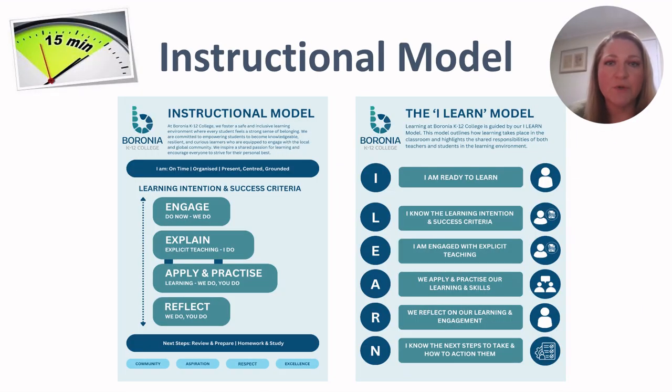So firstly, I'd like to talk to you about our instructional model. This frames a lesson for our students, and we have two specific instructional model posters that you should see in the classroom around you. The first one explains the sequence of a lesson, and the second one shares with our learners what the expectations are for students in each phase of that learning. In particular, we have been focusing as a college on the first 15, which include being ready to learn, the learning intentions and success criteria creation, and the engage or do now phase of the lesson.